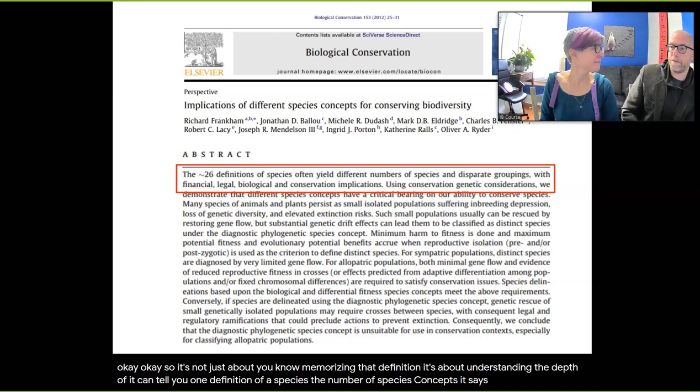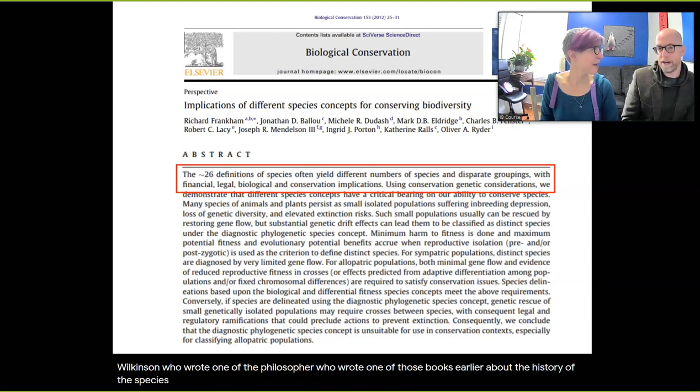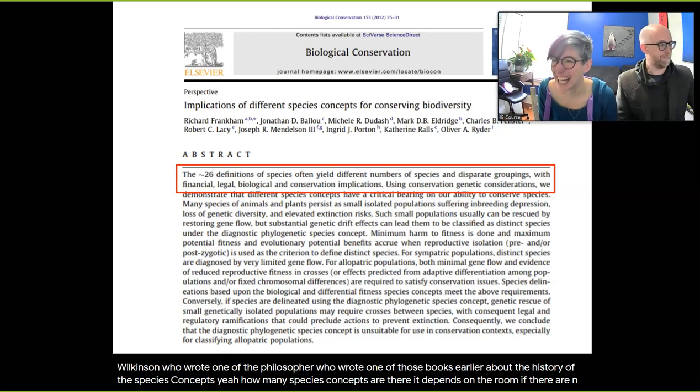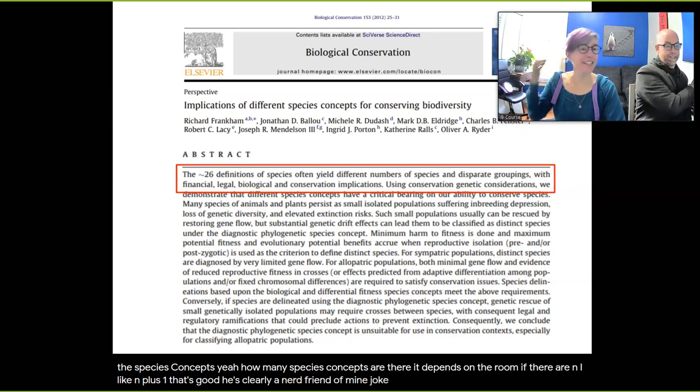It says 26 here. John Wilkins, the philosopher who wrote one of those books earlier about the history of the species concept, was asked how many species concepts there are. He said it depends on the room. If there are N scientists in a room, there are N plus one species concepts. That's all.